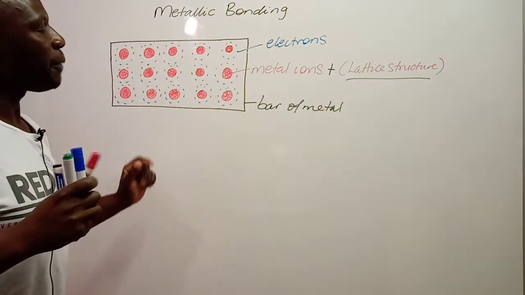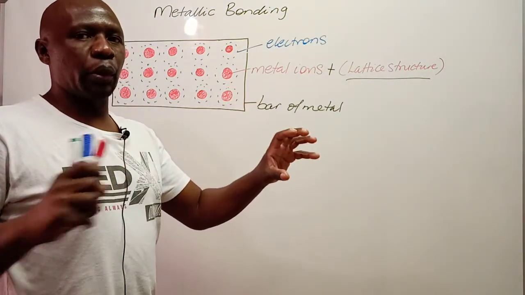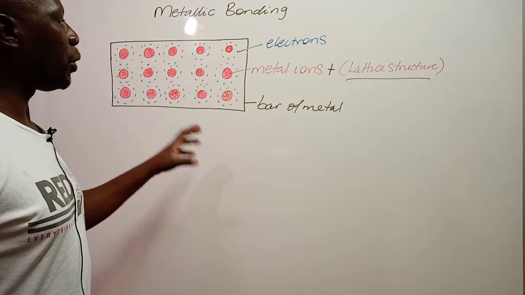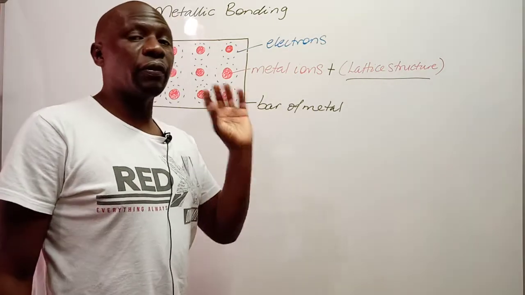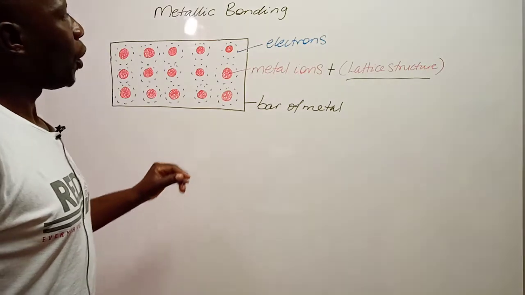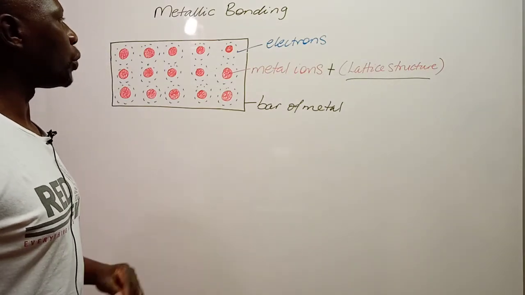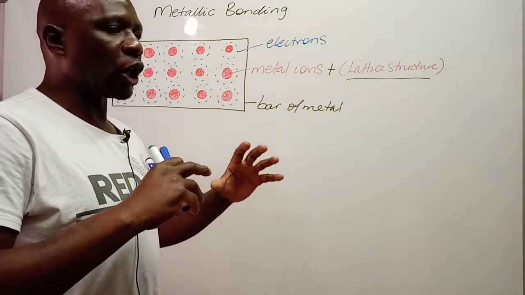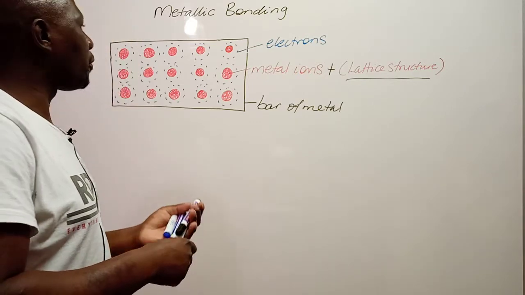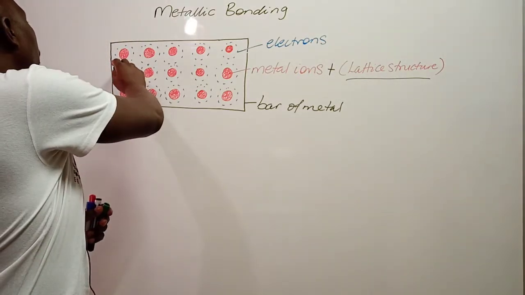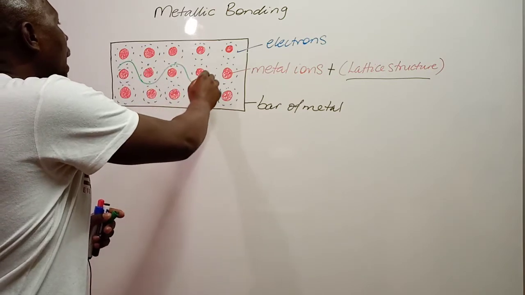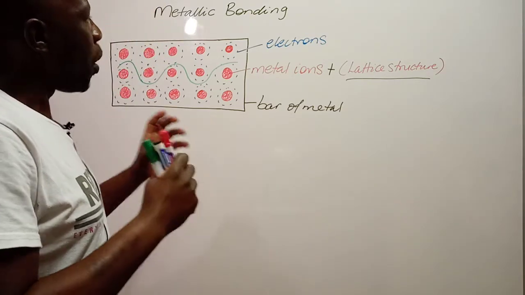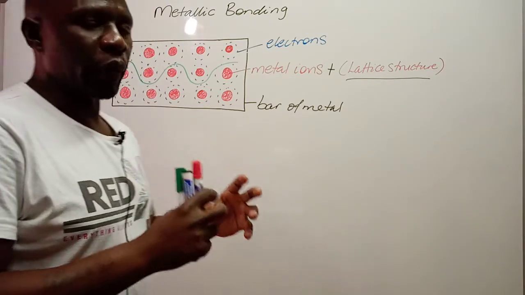Now, the metal ions are on a fixed position. In other words, metal ions do not move. They are positively charged, but they are on a fixed position. Now, we have got the electrons, which are in blue. So, electrons form a glue-like structure, and they have got free motion. So they move freely around the metal ions, and they bond the metal ions together.